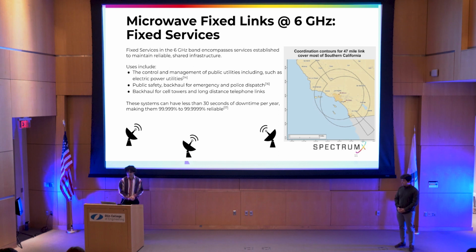So fixed services in this band encompass services established to maintain reliable shared infrastructure. When you think of these services, they typically include the control and management of public utilities, such as electric power companies, public safety, backhaul for emergency and police dispatch, and backhaul for cell towers and long-distance telephone links. When you start digging into this, it's actually quite amazing. These systems have less than 30 seconds of downtime per year, which translates to 99.999% reliability.